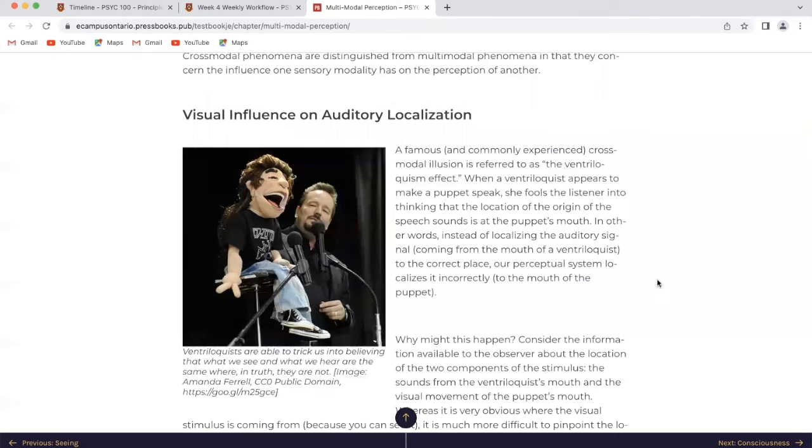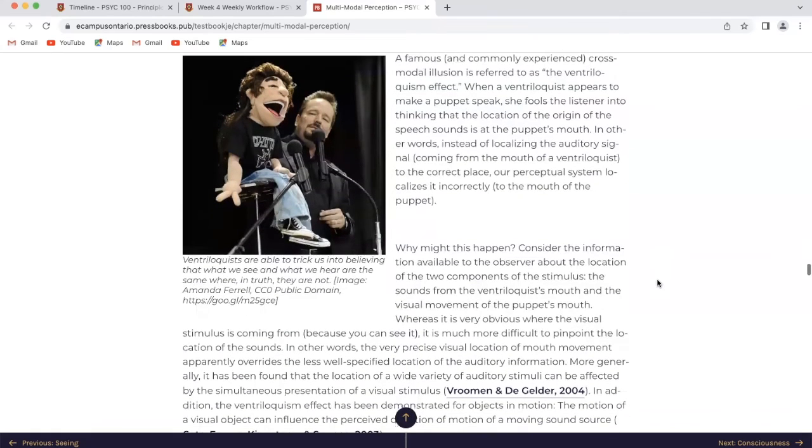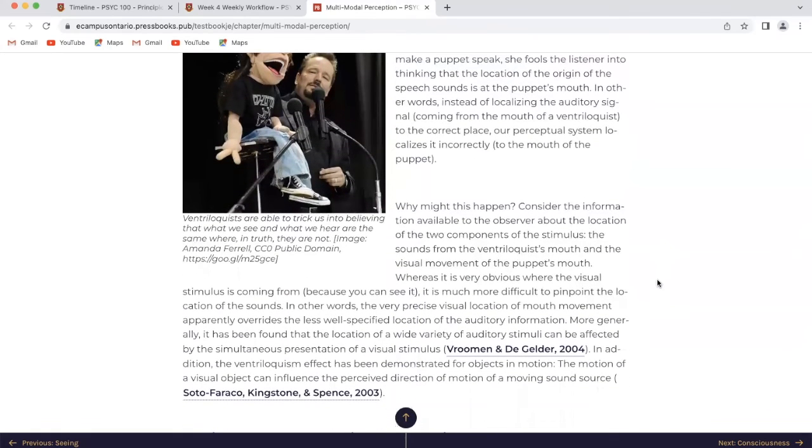In other words, instead of localizing the auditory signal coming from the mouth of the ventriloquist to the correct place, our perceptual system localizes it incorrectly to the mouth of the puppet. Why might this happen? Consider the information available to the observer about the location of the two components of the stimulus, the sounds from the ventriloquist's mouth and the visual movement of the puppet's mouth.